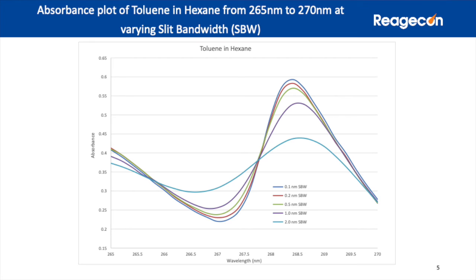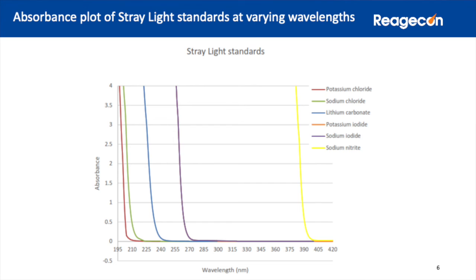Bandwidth standards utilize the properties of specific chemicals such as toluene in hexane that produce a series of characteristic peaks and troughs over a very narrow change of wavelength. Stray light standards consist of alkali metal halide solutions which are known to give zero absorbance reading at a specified wavelength, cutoff point. Our graphic shows the cutoff wavelength for a variety of stray light standards. At the cutoff wavelengths, any absorbance reading seen indicates that the instrument is measuring light from a source other than that which has passed through the sample cuvette.